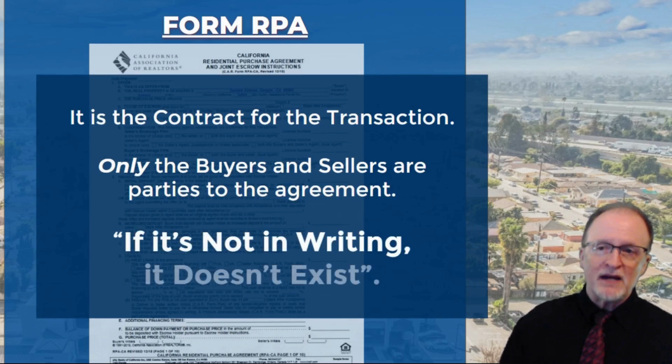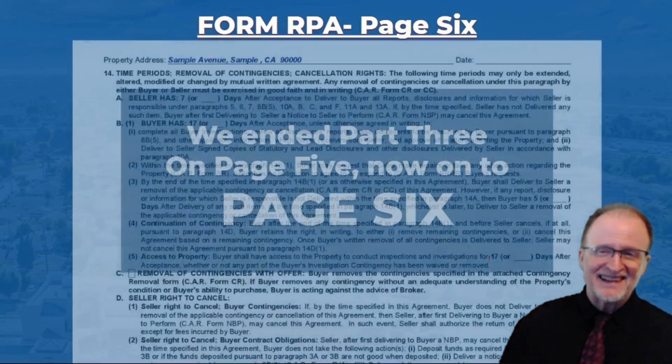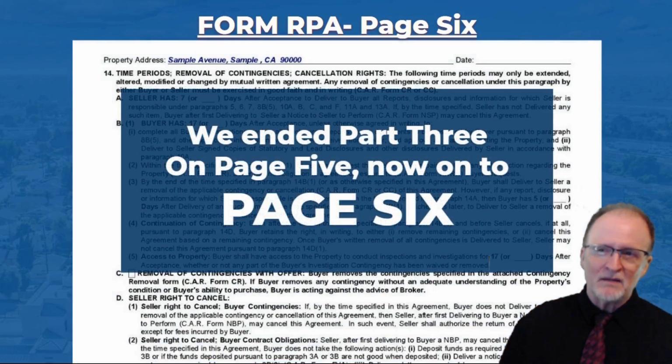And as another reminder, the RPA is the contract for the transaction, and only the buyers and the sellers are parties to the agreement. A good rule of thumb is to remember if it's not in writing, it doesn't exist. So we ended part 3 on page 5, now on to page 6.